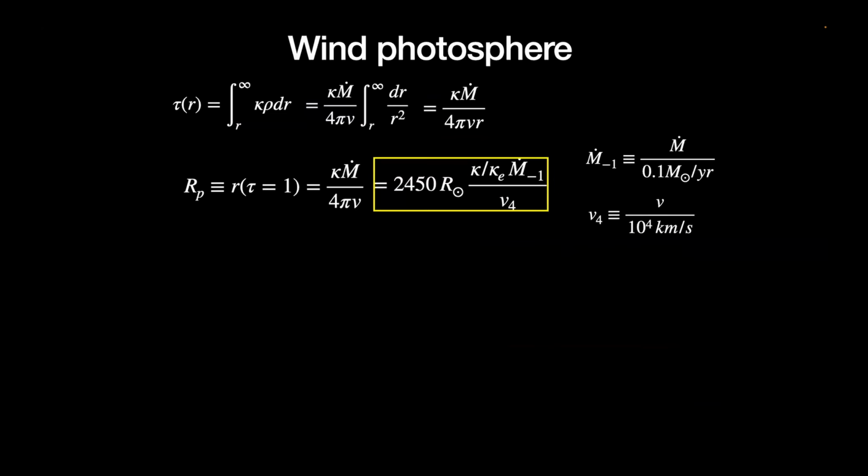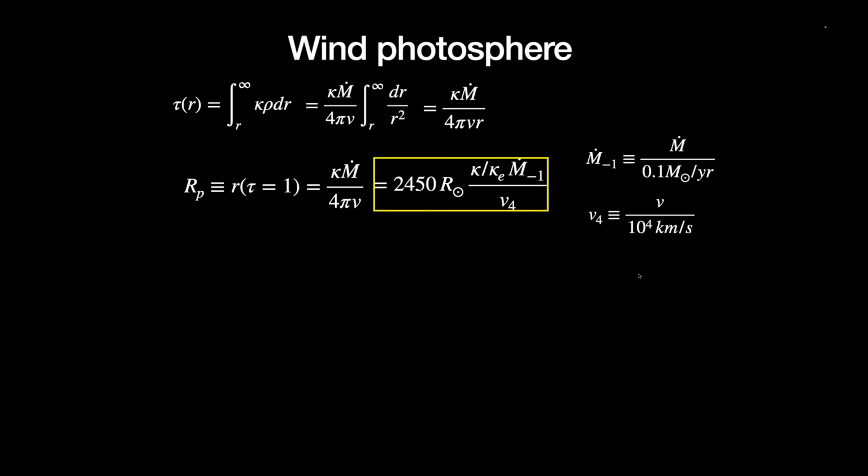So the basic idea of a wind photosphere is that you have a wind that's so strong that you can't see through it. So you can think about integrating the optical depth from some radius to infinity of kappa rho dr, the standard definition of optical depth. But for a wind, if it's constant velocity, then the density is just M dot over 4 pi r squared v. And so the only thing that varies, assuming the opacity is fixed, is just r, and that's really simple to integrate. And then if you solve for tau equal to 1, it gives you a photosphere.